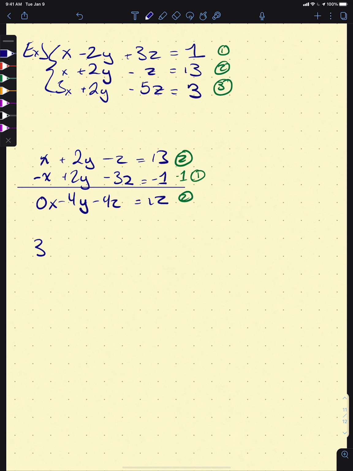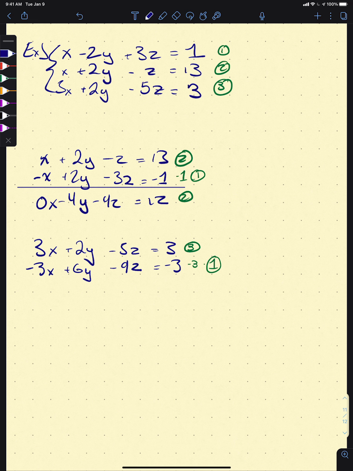Let's do the same thing with equation 3. Copy down equation 3 and label it. Then we need to multiply equation 1 by, it would seem, -3, because when we do that, we're going to get -3x plus 6y, minus 9z, that's going to equal -3. And labeling that, that's -3 times equation 1.